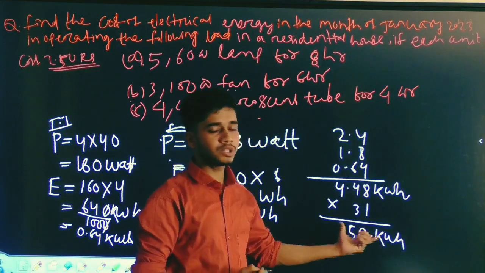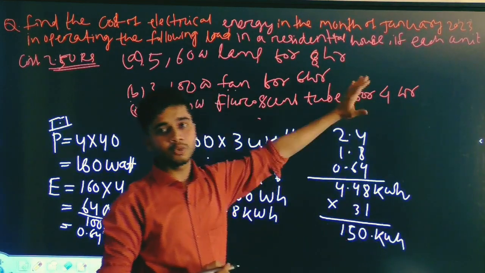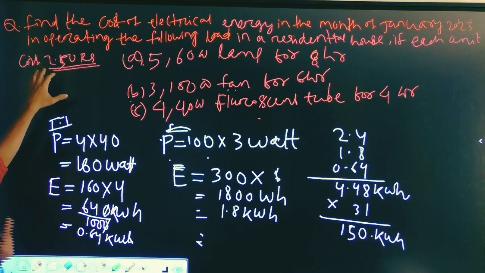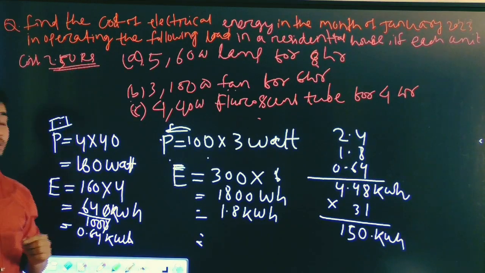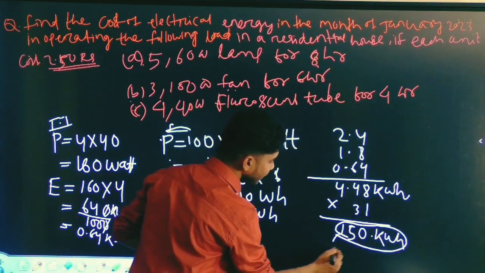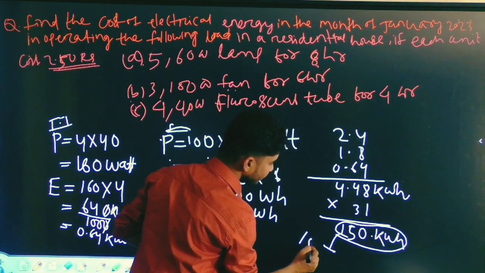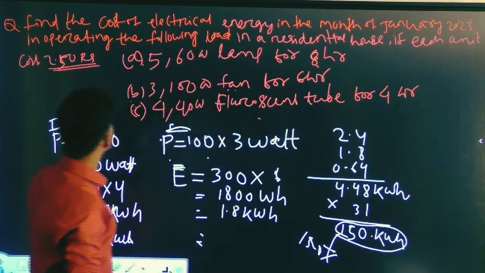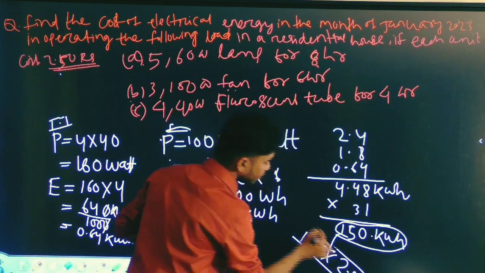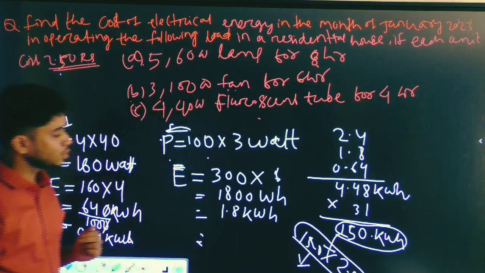So 150 kilowatt hour is the total amount of energy consumed for the month of January. Okay, now look at the question. Here it is told that for each unit you have to pay 2.50 rupees, and the total unit is 150. So if I multiply 150 with 2.50, this will give you the total payment you need to do.